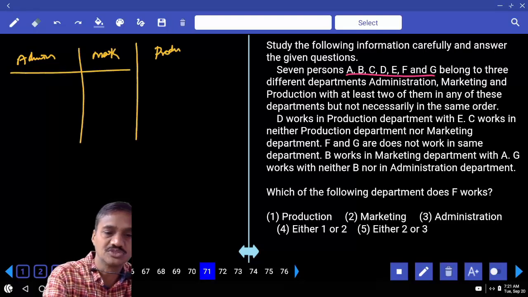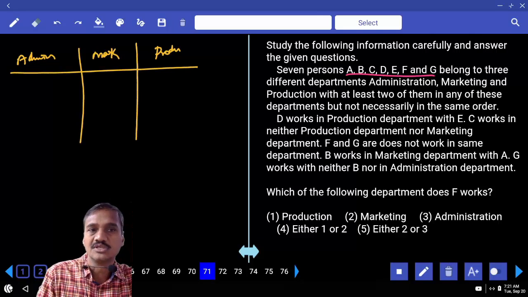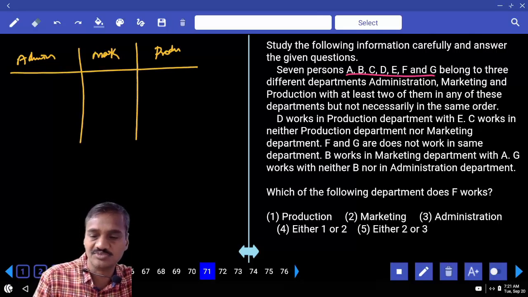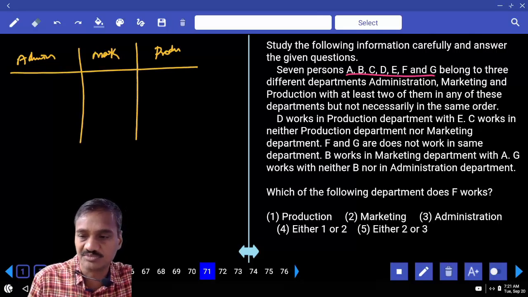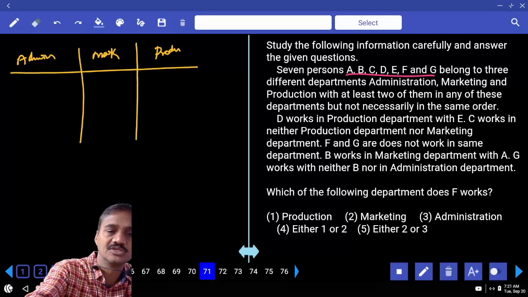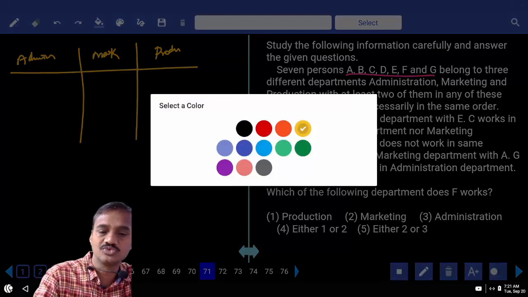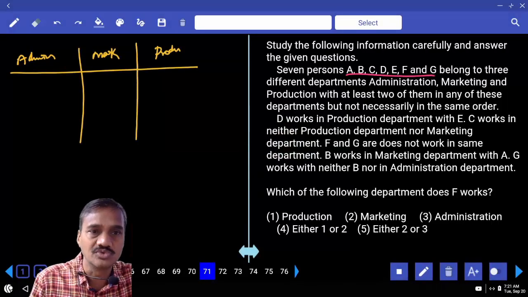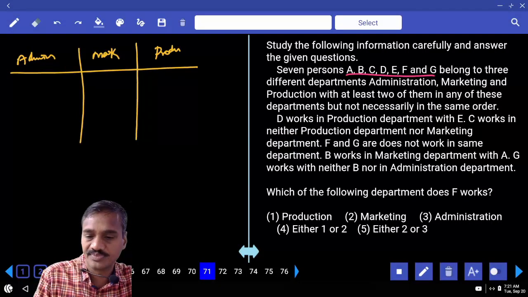And how many persons are there altogether? 7 persons. A, B, C, D, E, F and G are the 7 persons belonging to 3 different departments. And at least 2 of them in each one. At least 2 means out of this 7, how should we take it? 2, 2 and 3. That is the only possibility we have.